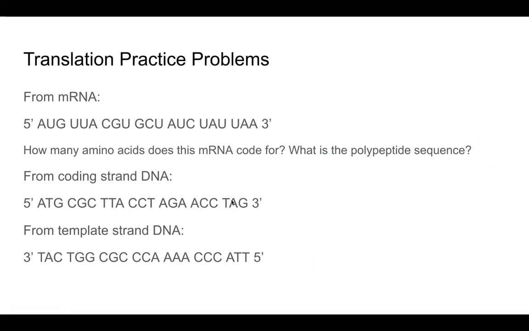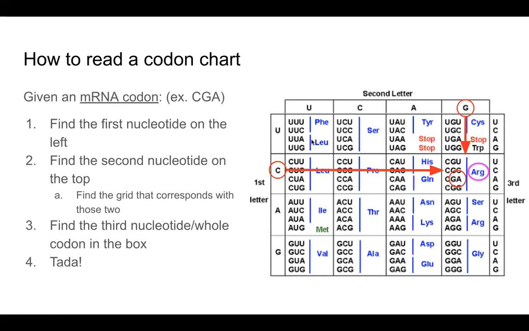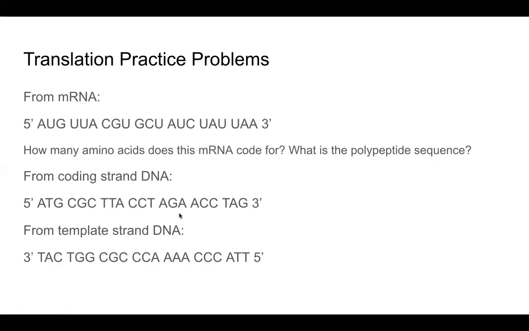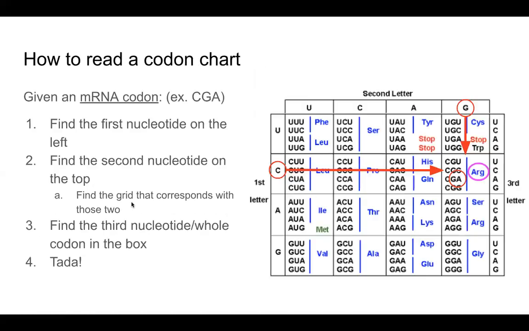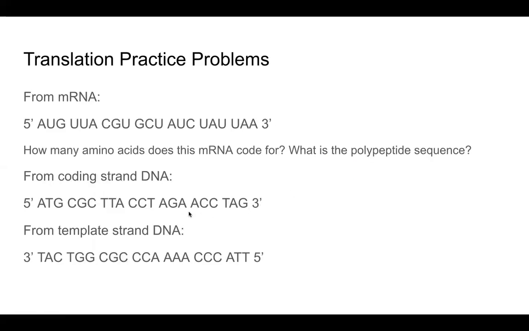TTA, sorry. Since we have T's in DNA, we're going to switch them out for uracil. So it's going to be UUA, which codes for leucine, right? And then we have CCT, but that T is going to become a U. So it's going to be CCU, and it's now going to become proline during translation. And then we have AGA, which is going to become arginine.